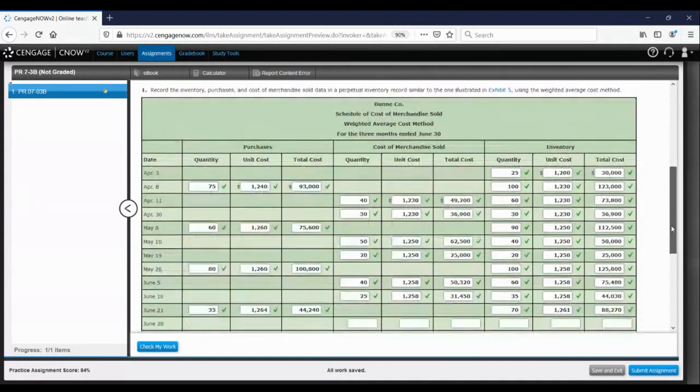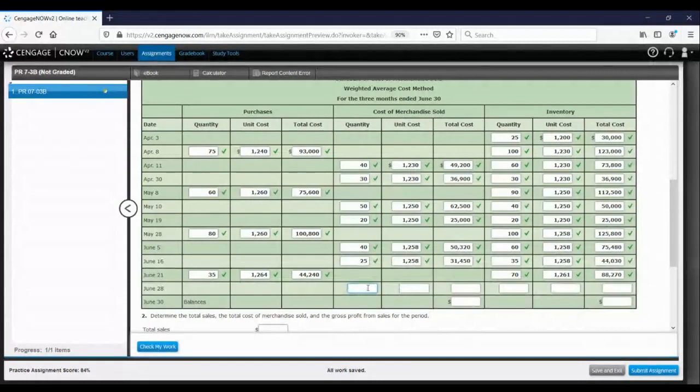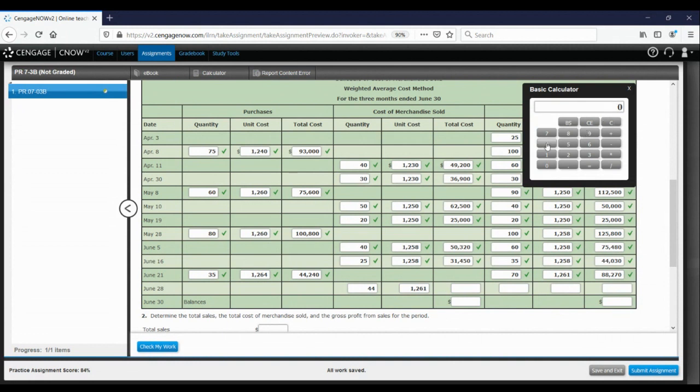So on June 28th, what we need to know is what we sold. We sold 44 units. The weighted average cost we calculated at $12.61, and if you multiply 44 units times $12.61, that will give you 55,484.